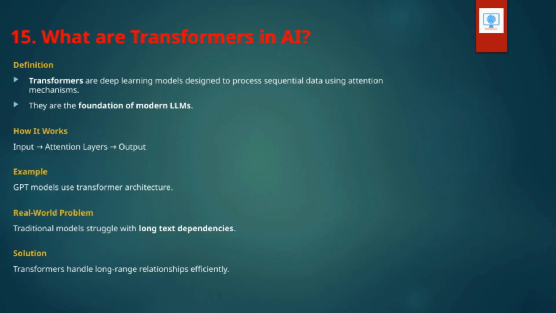So, how do they work? Well, the process is quite straightforward. You start with the input, pass it through attention layers, and then get the output. These attention layers allow the model to weigh different parts of the input differently, depending on what's most important for generating the output. For example, GPT models, which are some of the most well-known language models, are built using transformer architecture. This enables them to generate coherent and contextually relevant text.